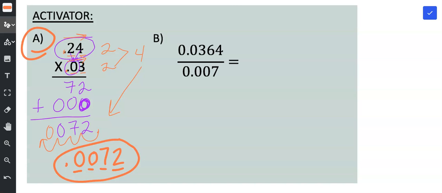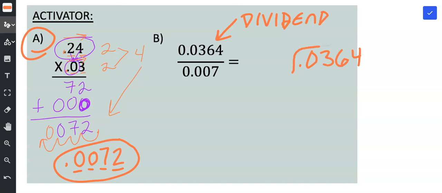So we need to remember that this is the dividend. That was supposed to be a D, dividend. And the dividend goes underneath the division symbol because it is what is being divided. The action is happening to this 0.0364 or 364 ten-thousandths. And then this is the divisor, and the divisor goes on the outside. So that 0.007 goes on the outside.